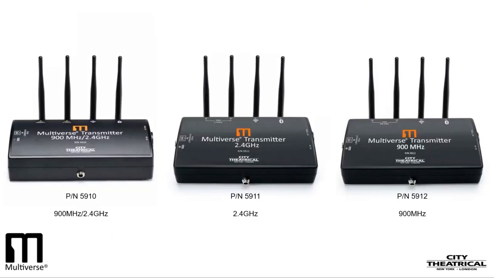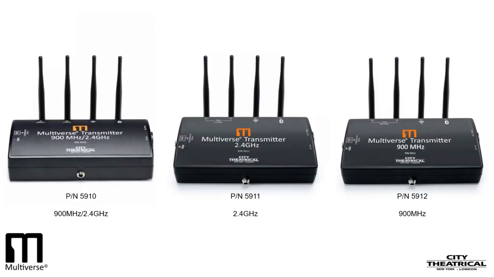Part number 5910 has one 2.4 GHz radio and one 900 MHz radio, allowing you to transmit up to 9 universes, 5 on 2.4 GHz and 4 on 900 MHz simultaneously. This model is for use only in North America. Part number 5911 has two 2.4 gigahertz radios, allowing you to transmit up to 10 universes. The 2.4 gigahertz unlicensed band is available in much of the world.